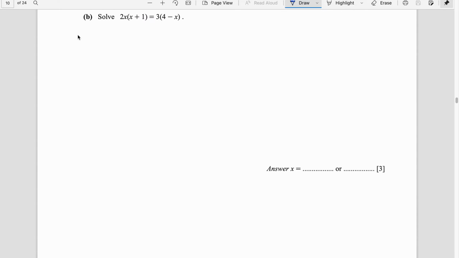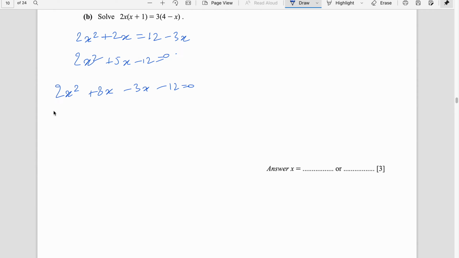Solve this. 2 into x is 2x squared plus 2x equals 3 times (12 minus 3x)... Rearrange. 2x squared, minus 3 becomes plus 3, and 2 is 5x, minus 12 equals 0. 2 into 12 is 24 and 3 into 8 is 24. So 2x squared plus 8x minus 3x minus 12 equals 0.